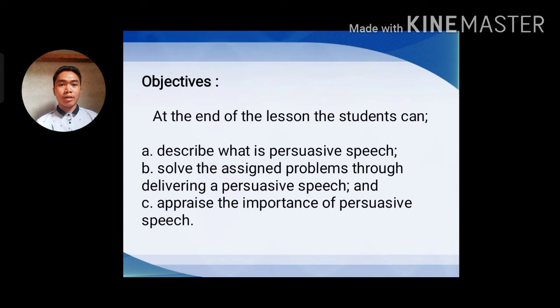So these are the objectives of our lesson. Now please read our objectives, Miss Kandungo. Okay, very good. Can we attain these objectives, class? Okay, I hope so.